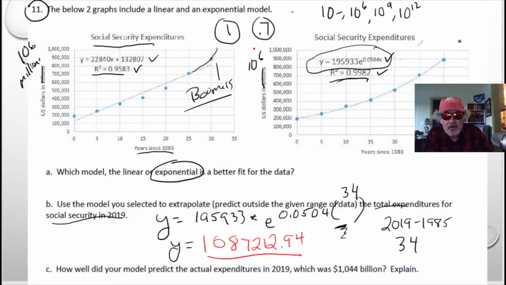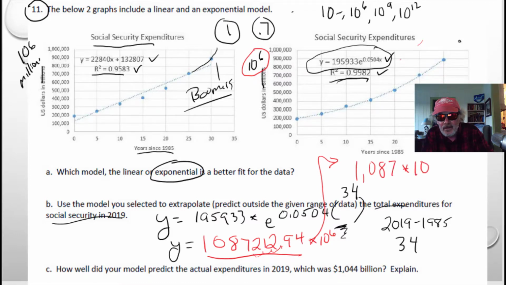And remember, I changed this to millions here. So that's not really the dollars, that's the millions of dollars. So that's times 10 to the 6th power. So instead of moving it 6 decimals, watch this. I'm going to move it 3 back the other way. That's times 10 to the 6th, 10 to the 7th, 10 to the 8th, 10 to the 9th. It's 1,087 times 10 to the 9th.